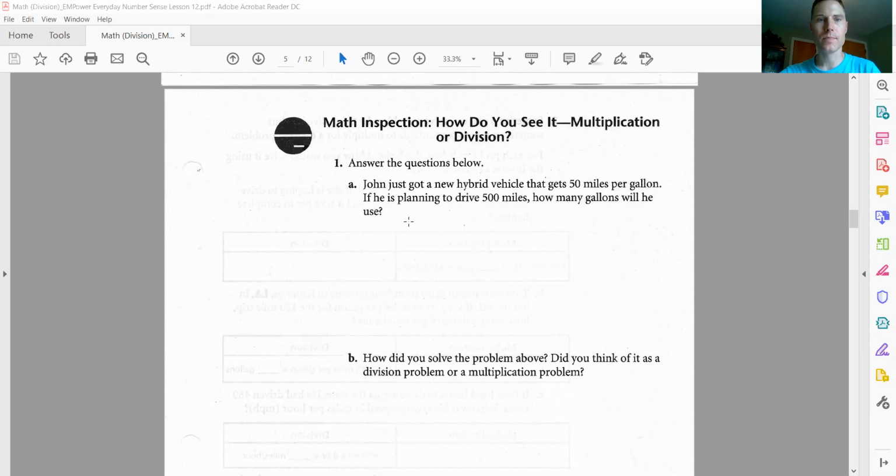Multiplication or division? All right, so I'm going to go over something very similar because I don't want to just give you the answers. In the first question, they've asked, John just got a new hybrid vehicle that gets 50 miles per gallon. If he's planning to drive 500 miles, how many gallons will he use? I'm going to go over some similar things here. So let's think about this.